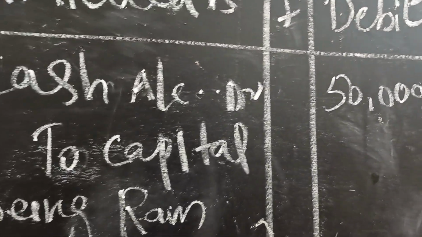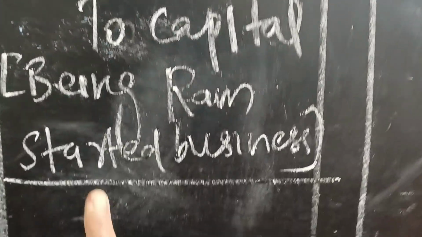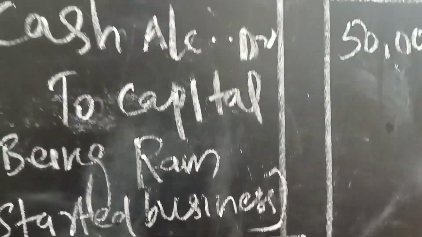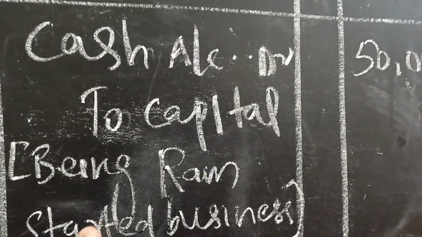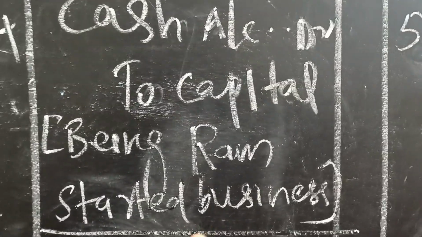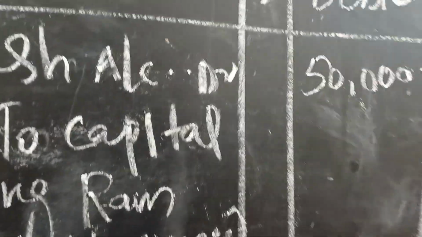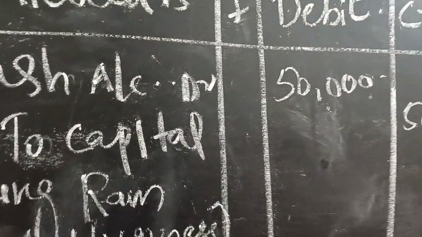Now we have to give a narration for the journal entry: Being Ram started business with the cash. We can write any journal entry, but the narration should start with "being". Being Ram started business. This is the first journal entry. I think it's clear for you.